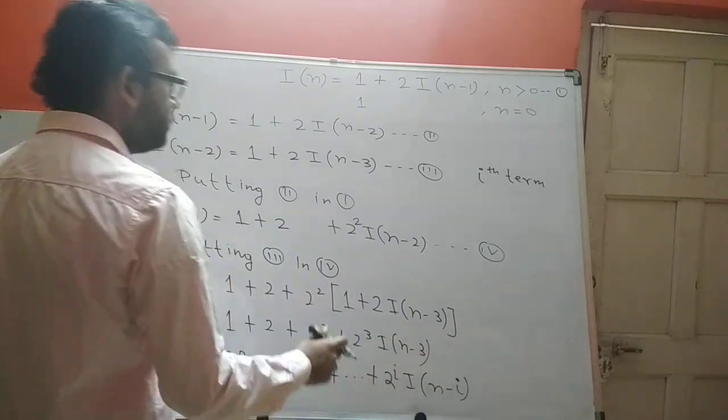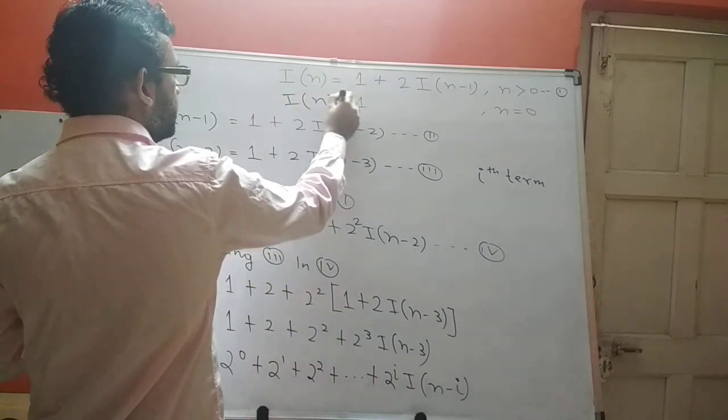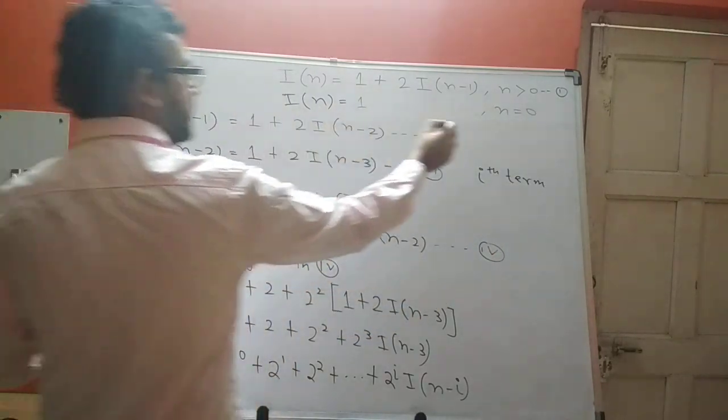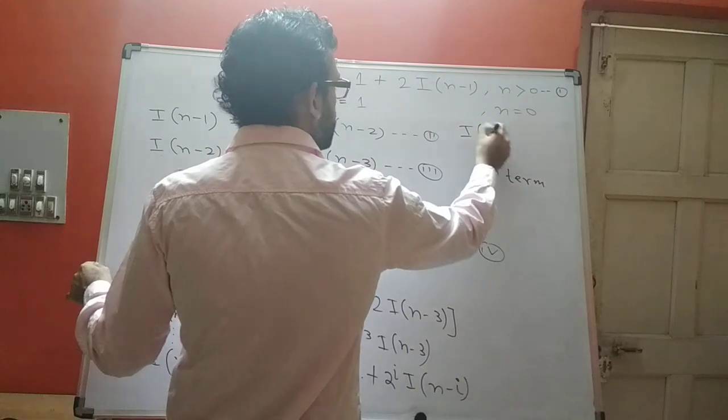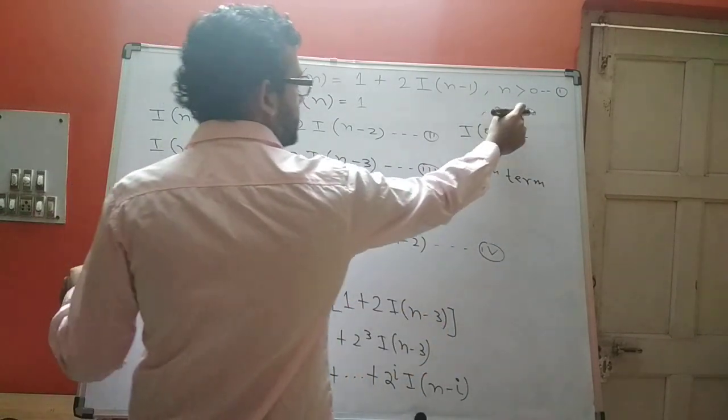So in order to do that, look at the base condition. The base condition is I of n is equal to 1 when n is equal to 0. That means you can say that I of 0 is 1. I of 0. So you place, see, n equal to 0.